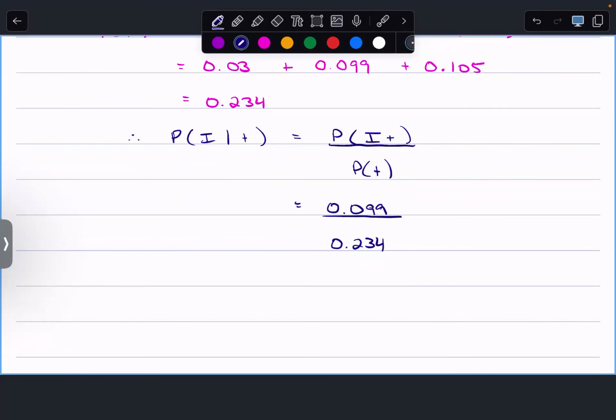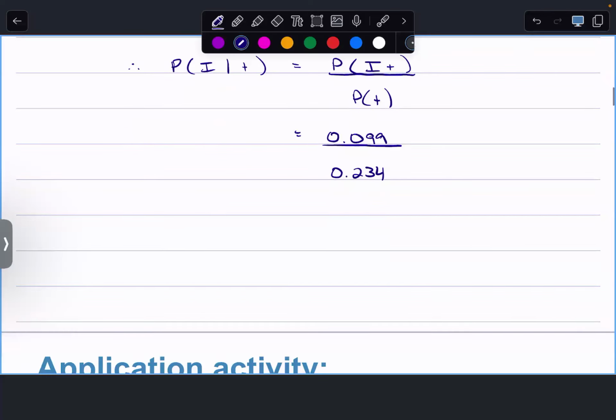0.099 divided by 0.234, I get roughly 0.423076921. Roughly. It keeps going, but I don't see any more. So the probability that they're infected, knowing that they've tested positive, is roughly 42.3%. Right? Nice.